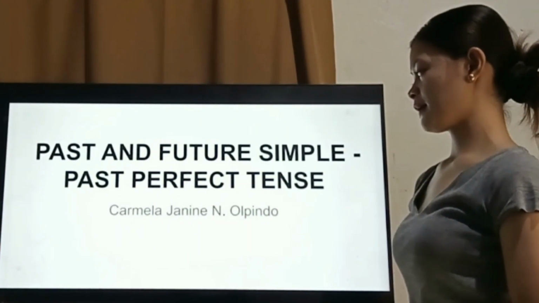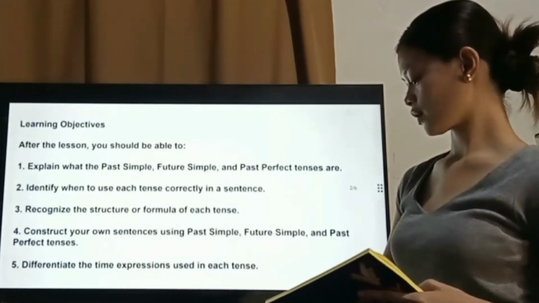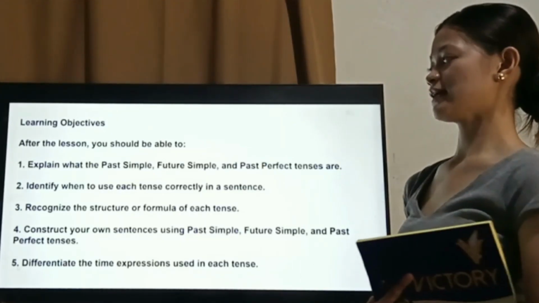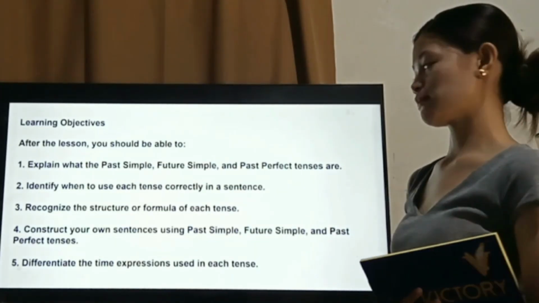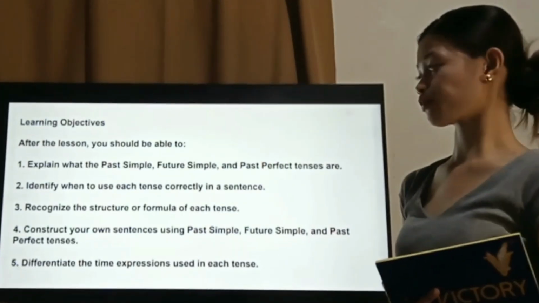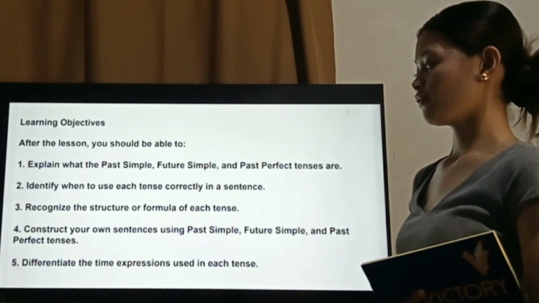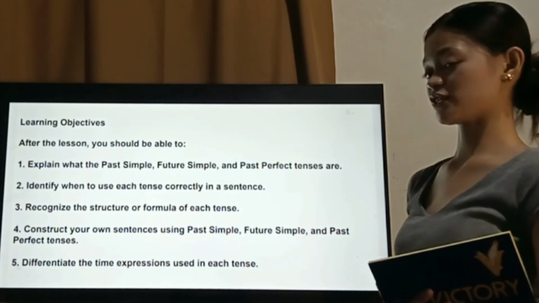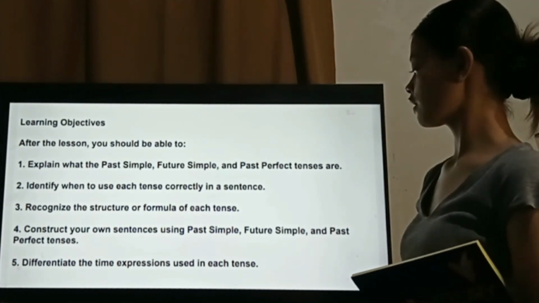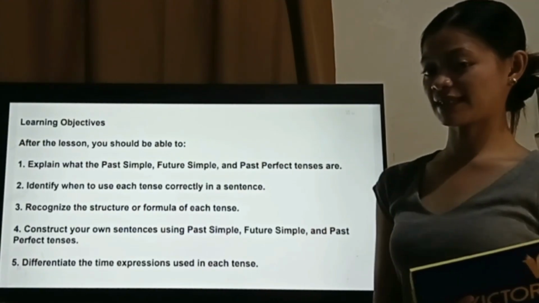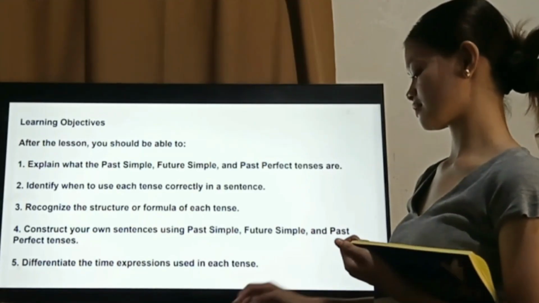Past and future simple, past perfect tense. Learning objectives. After the lesson, you should be able to explain what the past simple, future simple, and past perfect tenses are; identify when to use each tense correctly in a sentence; recognize the structure or formula of each tense; construct your own sentences using past simple, future simple, and past perfect tenses; and differentiate the time expressions used in each tense.